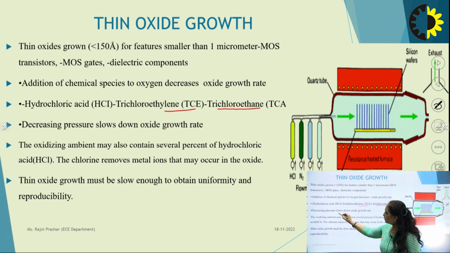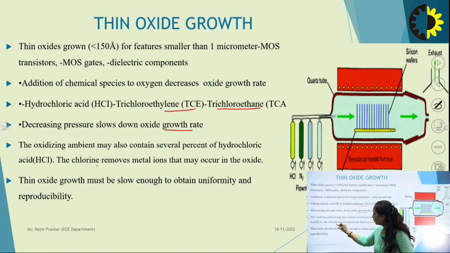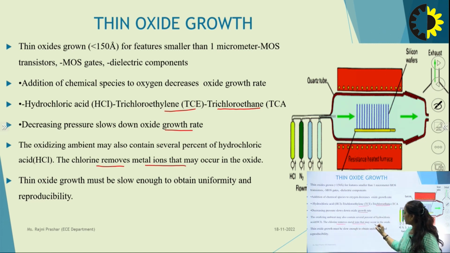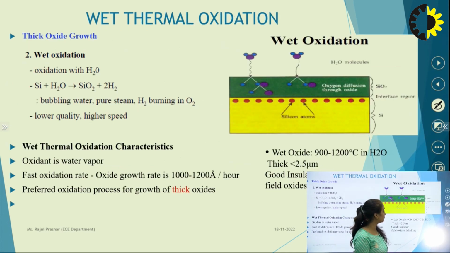Decreasing pressure slows down the oxide growth rate. The oxidizing ambient may also contain several percent of hydrochloric acid. The chlorine removes the metal ions that may occur in the oxidation process. The thin oxide growth must be slow enough to obtain a uniform layer over the silicon substrate. So this is the diagram when we use HCl. We can see that it is used, and the chlorine part is used to remove the metallic contamination inside the chamber.